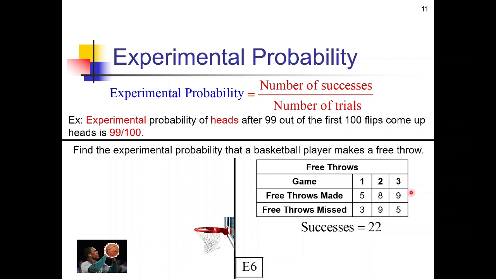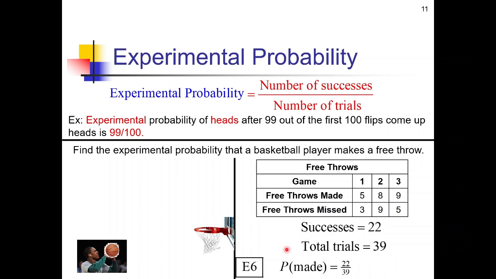We've got 22 that were made. We have another, let's see, 3 plus 9 is 12, plus another 5 is 17. So 22 plus 17 gives us 39 total trials. So that means that the experimental probability would be 22 over 39.